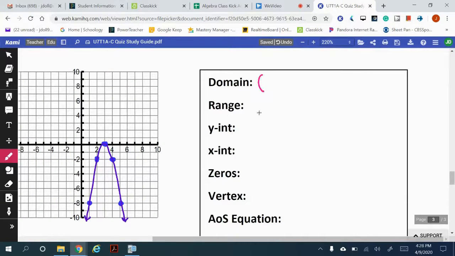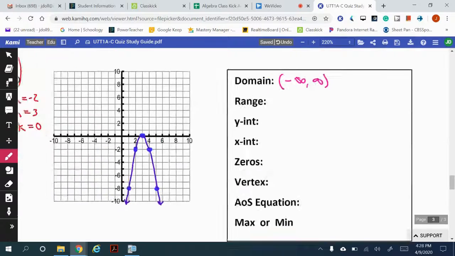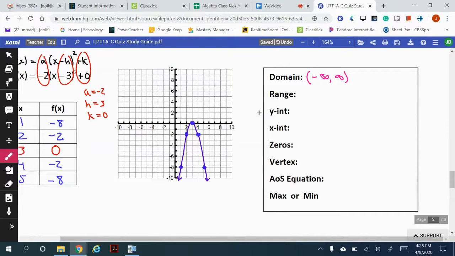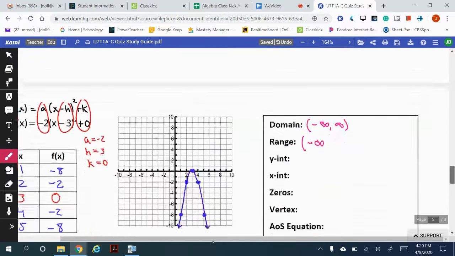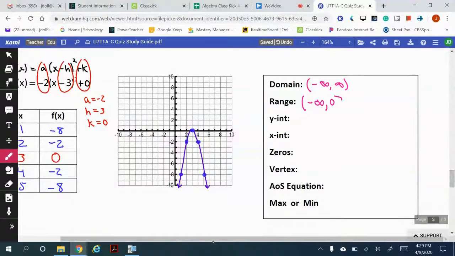So now we come here, we go to domain, -infinity to +infinity. Range, this time instead of opening up and having a minimum, we have a maximum and the parabola opens down. So this range actually starts all the way at -infinity and hits a ceiling, a mountaintop at 0 here.